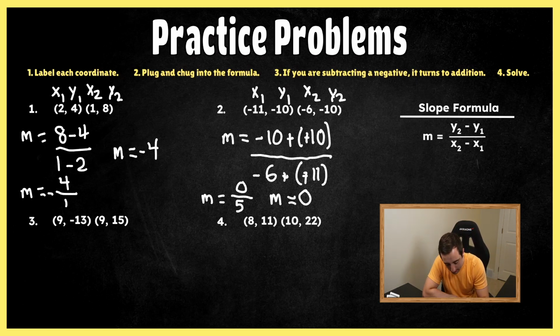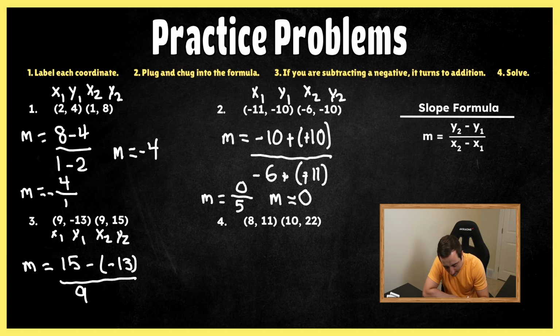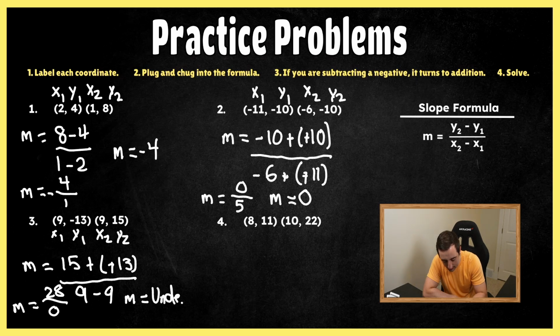Now for number 3, we label once again x1, y1, x2, y2. Plug it in. We get 15 minus -13 all over 9 minus 9. Addition up top, 15 plus 13, we're going to get m equals 28 all over 0. Now that 0's in the denominator, our slope is not going to be 0 as a final answer. It's going to be undefined or a completely vertical line if you were graphing it.